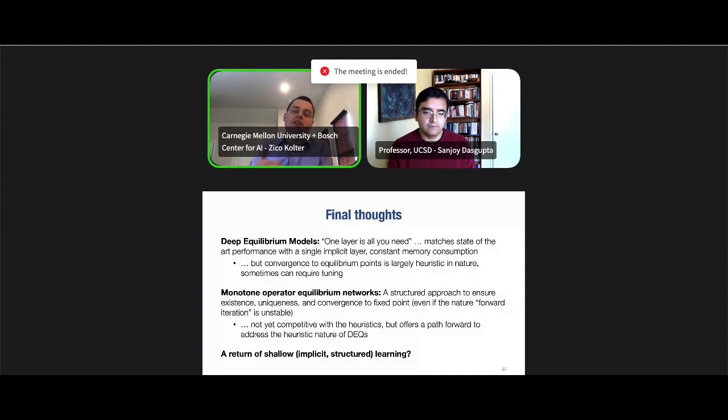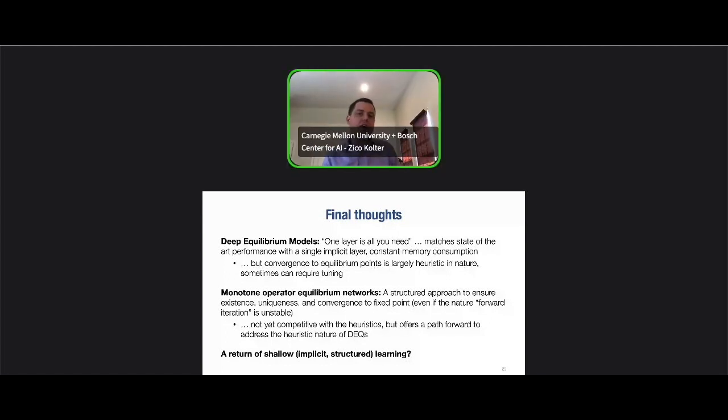Their problem, though, is that things like convergence to equilibrium are largely heuristic in nature. They tend to converge because most networks tend to be stable themselves, but it's not guaranteed. And sometimes that convergence requires a fair amount of tuning. On the other hand, now we're starting to bring this theory from optimization and monotone operators to bear to get networks that have provable guarantees about convergence to a fixed point. And they will always converge to the fixed point. You can guarantee that, even if the natural forward iteration is unstable. But as of yet, at least, they're not competitive with the more heuristic approaches.